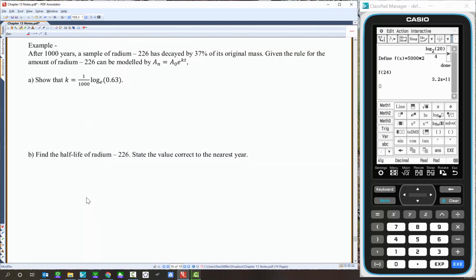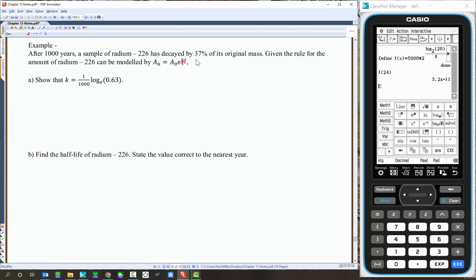All right, here's another question. After 1,000 years, a sample of radium-226 has decayed by 37% of its original mass. Given the rule for the amount of radium-226 can be modeled by this function here, show that k equals 1 on 1,000 log e 0.63. So we want to find the k value. One thing to note is when something decays by 37% of its original mass, it means that there's 63% left over.